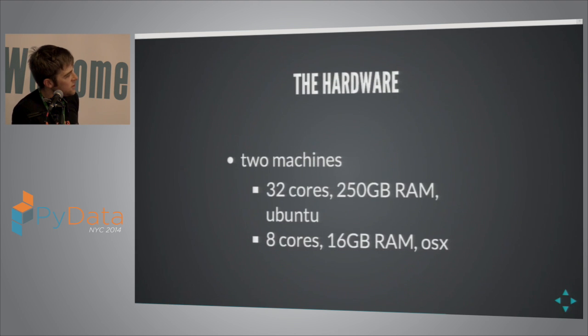Okay, two machines. This machine, which is 8 cores and 16 gigs of RAM running OS X, and then 32 cores on some AWS instance, 250 gigs of RAM running Ubuntu. So one thing to keep in mind is that if my machine were even less beefy than these 8 cores and 16 gigs, I'd still be able to run this computation because bcolz is a column store, and it reads from disk sort of transparently.